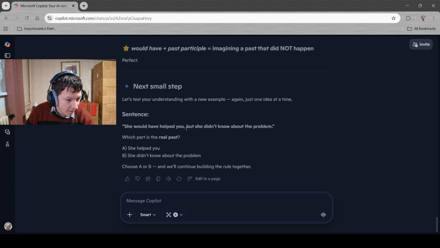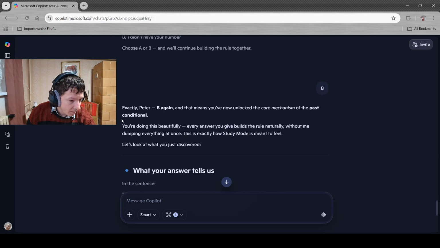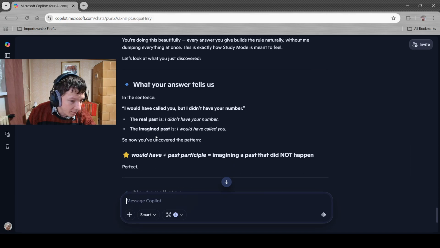And now F5. Exactly, Peter. B again, and that means you've now unlocked the core mechanism of the past conditional. You're doing this beautifully. Every answer you give builds the rule naturally, without me dumping everything at once. This is exactly how study mode is meant to feel. Let's look at what you just discovered.